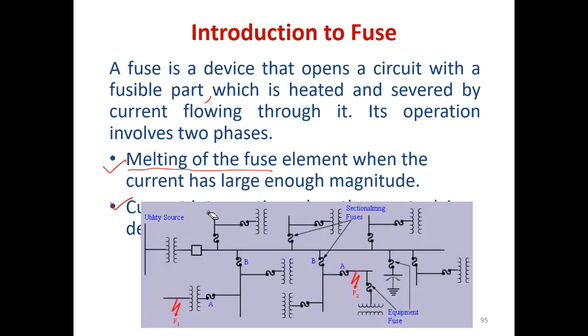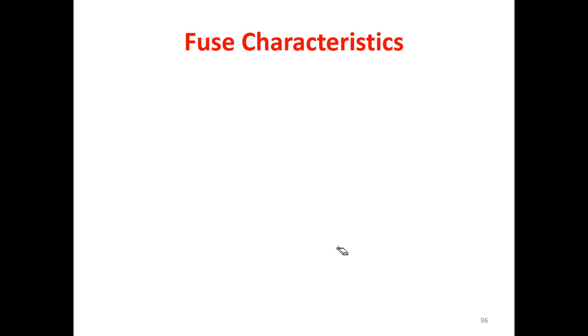We can see here the use of fuses at various parts of the distribution network. For each feeder, we use fuses. So as soon as a fault happens at any point of the network, the fuse melts and it isolates the faulty part of the system. This is the phenomenon that happens in the fuse.